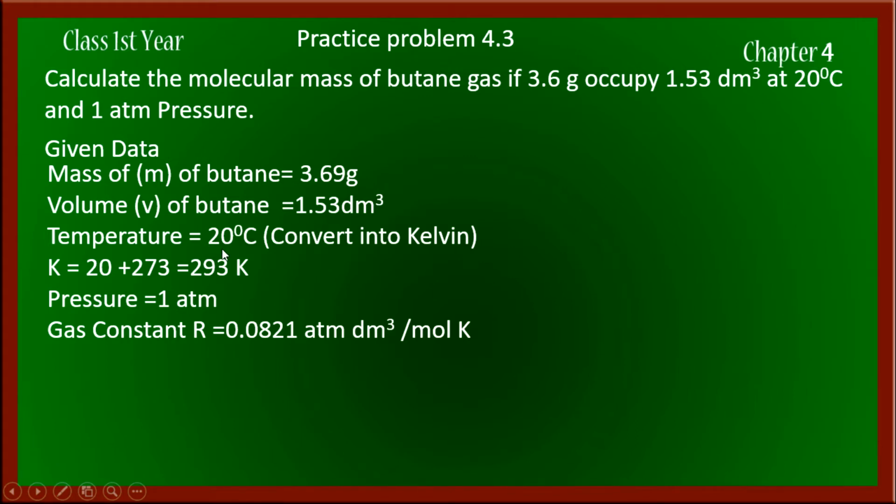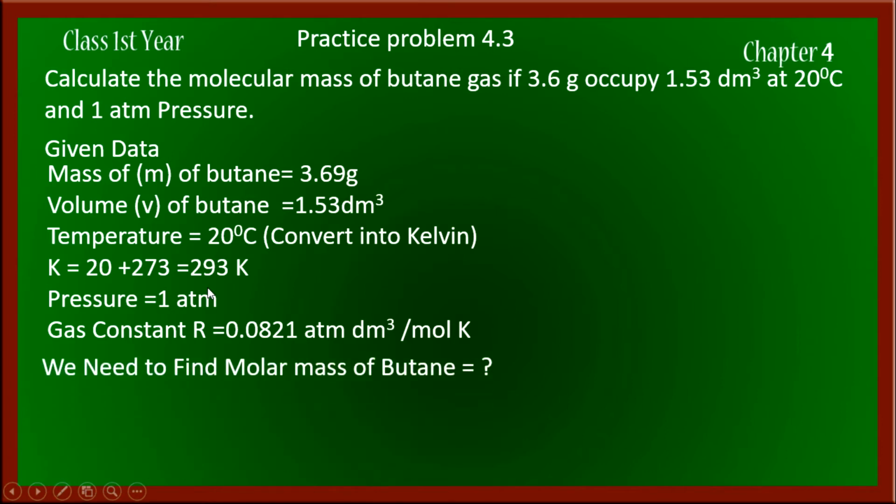Similarly, the temperature is 20 degrees centigrade. And as you know, we will be using the gas constant. That's why it's a good idea to convert the temperature into Kelvin. So we will just add 273 to 20 degrees centigrade to convert this temperature into Kelvin. And the pressure is given to us, which is 1 atmosphere. And the gas constant value we already know is 0.082 atm dm cube per mole per Kelvin.